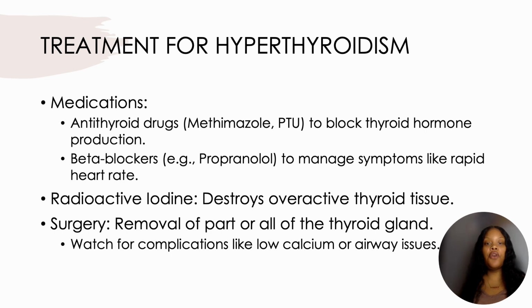All right, so treatment for hyperthyroidism: medications such as anti-thyroid drugs such as PTU and methimazole, and they block the thyroid hormone production. Also, patients can be on beta blockers such as propranolol to manage symptoms like rapid heart rate. Patients also can get radioactive iodine, which destroys the overactive thyroid tissue. And patients can also have surgery, with removal of part or all of the thyroid gland.